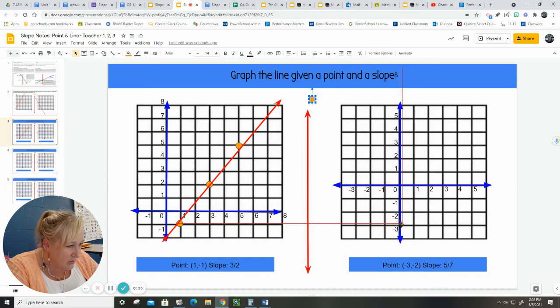-3. 1, 2, 3. Negative. Oh, I did that backwards. -3, -2 is right there. And then my slope is 5, 7. So I'm going to drag this again. Slope is rise 5. 1, 2, 3, 4, 5. Run 7. 1, 2, 3, 4, 5, 6, 7. Let it go. I can't do another one.